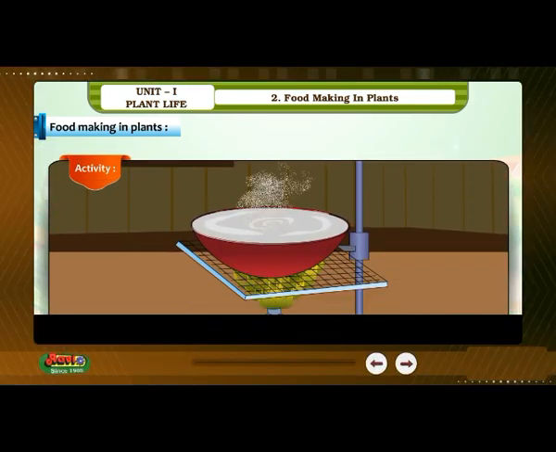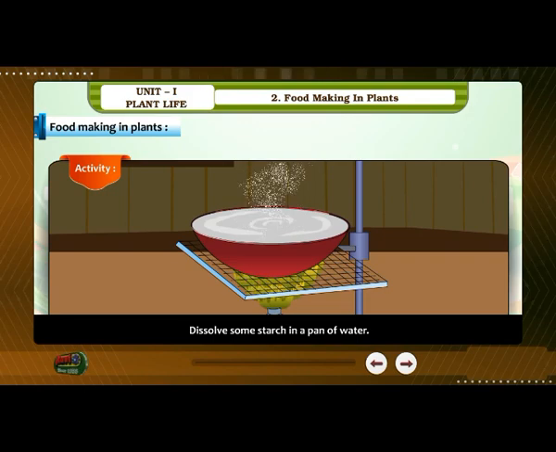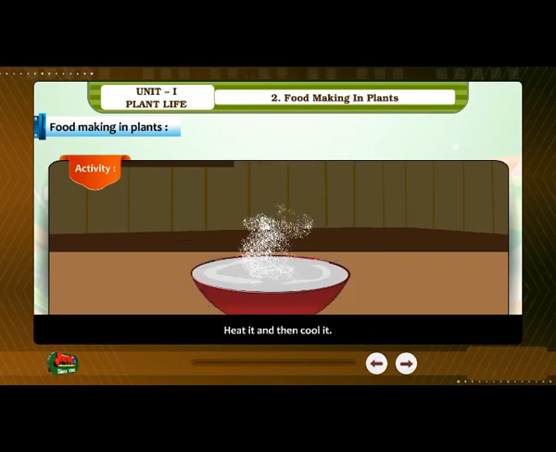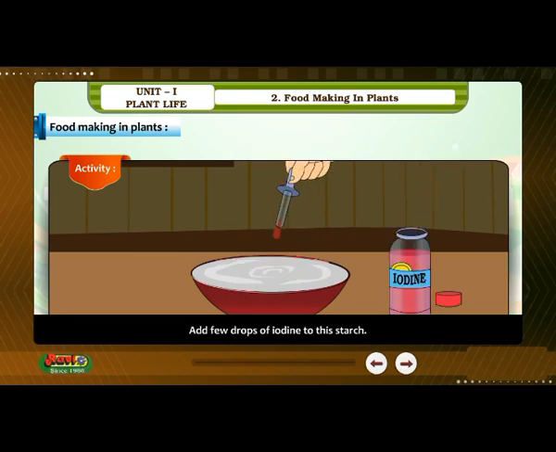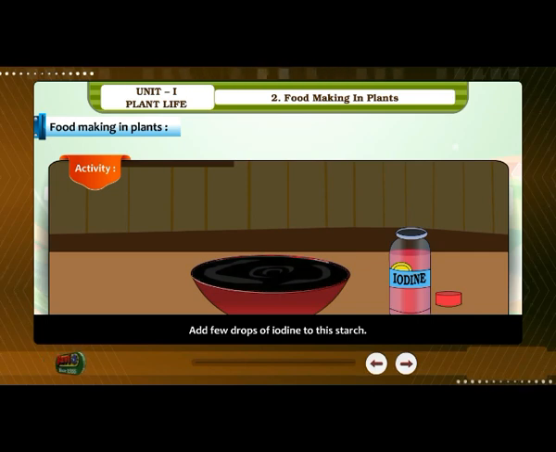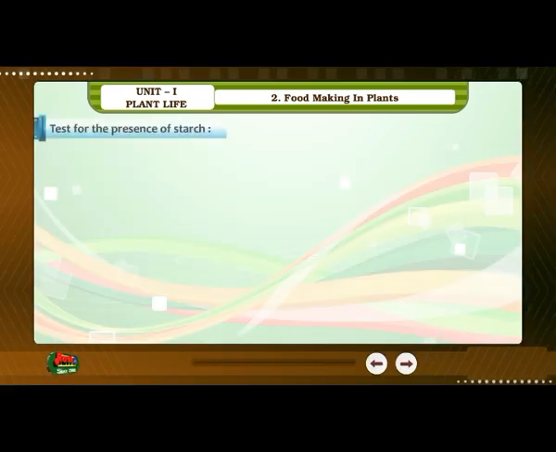Activity: Dissolve some starch in a pan of water. Heat it and then cool it. Add a few drops of iodine to this starch. Observe carefully. It will turn blue-black in color. This shows the presence of starch. Test for the presence of starch.